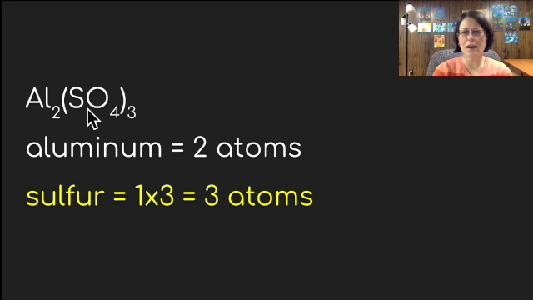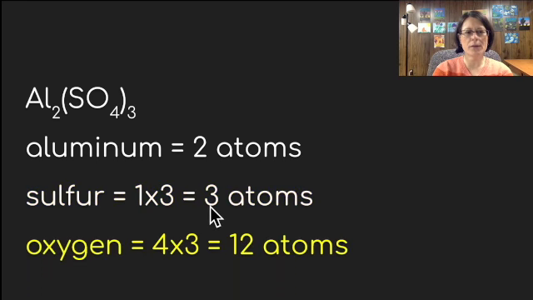Now the S does not have anything after it, so it's assumed to have a 1. Just like algebra, we don't write 1x, we just write x. And so the sulfur, it's 1 times 3, which is outside of the parentheses, so there are 3 atoms of sulfur in this molecule. And for oxygen, there's a 4 after the O and a 3 outside of the parentheses, so it's 4 times 3 equals 12 atoms of oxygen.